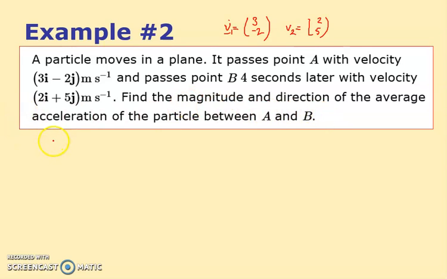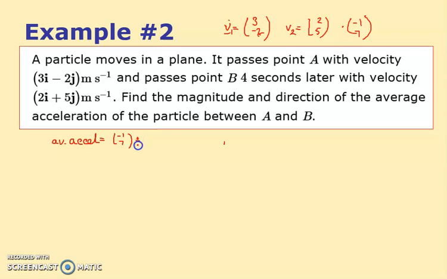That's what he wants. Now, to find the average acceleration, you do the change in the speed, or perhaps I should have said the change in the velocity. So anyway, the change in the velocity is, I'll do one minus the other. So 2 minus the 3, that will be minus 1. And 5 minus the minus 2 is 7. So that's the change in the velocity: minus 1, 7.